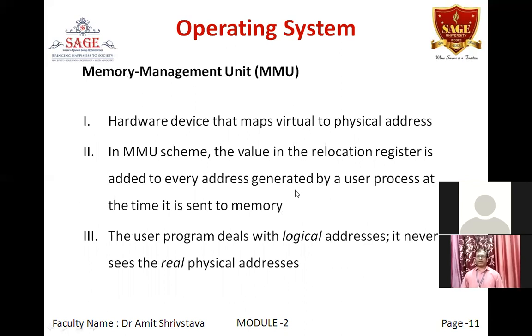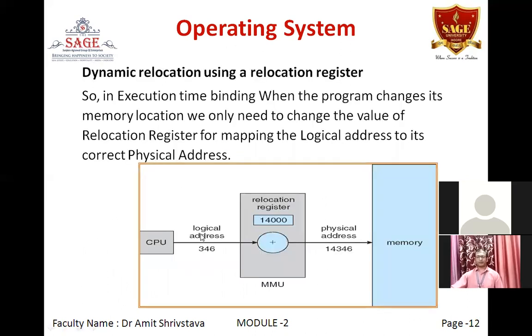The memory management unit, or MMU, consists of hardware devices that map virtual to physical addresses. In the MMU scheme, the value in the relocation register is added to every address generated by the user process at the time it is sent to the memory. The user program deals with the logical addresses. It never sees the real physical addresses. So let us look at this whole concept in this figure. In execution time binding, when the program changes its memory location, we only need to change the value of the relocation register for mapping the logical address to its correct physical address.